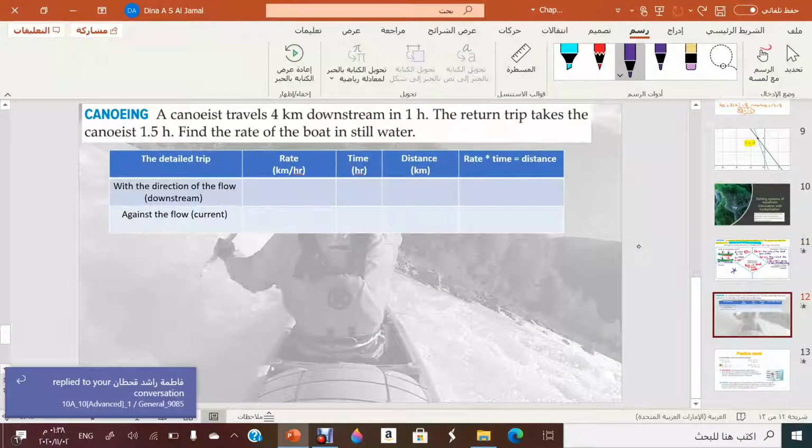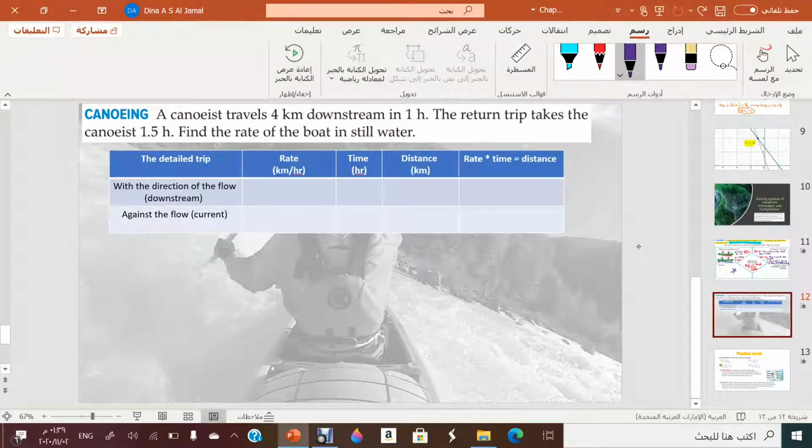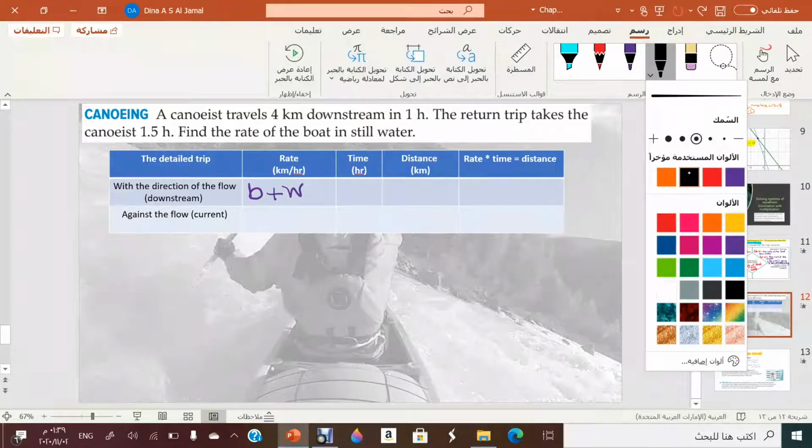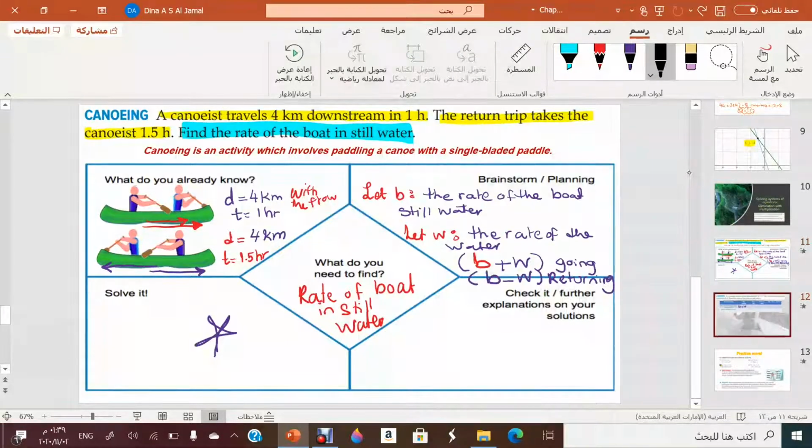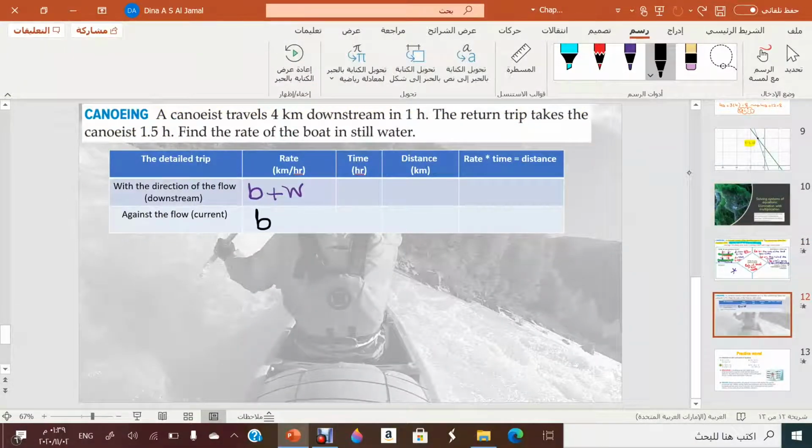So for the solved step, I will go to the next slide to solve it with you. I will create a table, and this table will explain the detailed trip. At the beginning, your trip will be with the direction of the flow. So both of the arrows will be in the same direction. So it will be B plus W. Then against the flow, it will be in a different direction from the water. That means you need to subtract, B minus W.